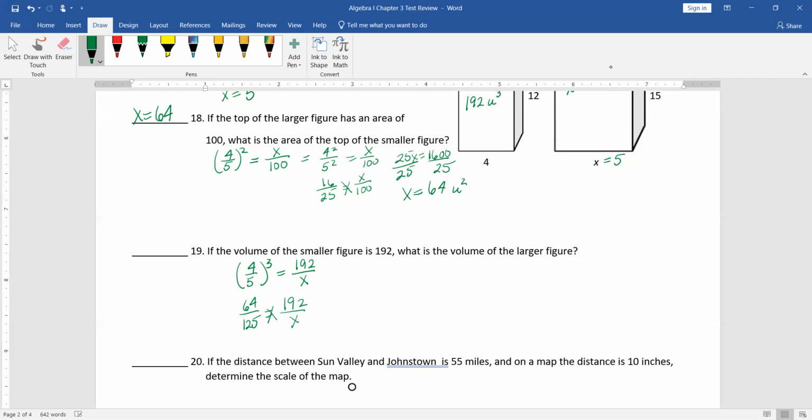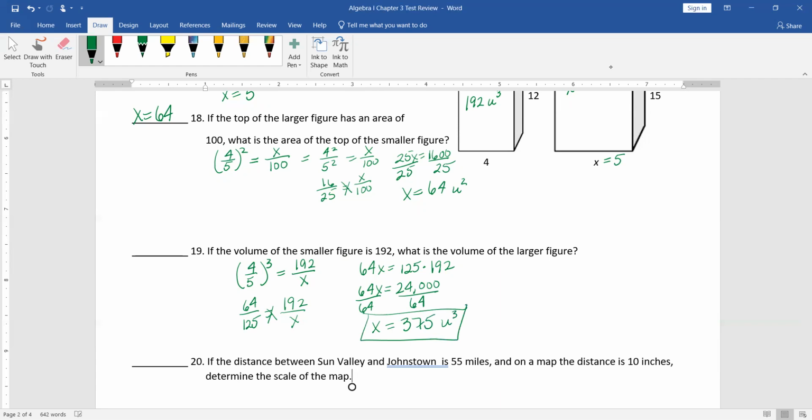All right, so let's cross multiply. 64x equals 125 times 192, which equals, I think, 24,000. Plug that in your calculator and you get 24,000. Okay, so now we just divide both sides by 64. And you will find that that equals 375 units cubed.